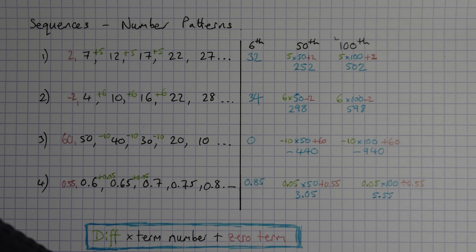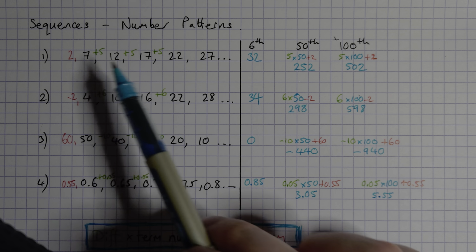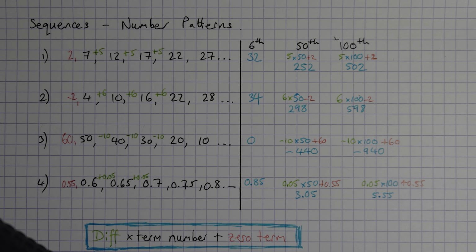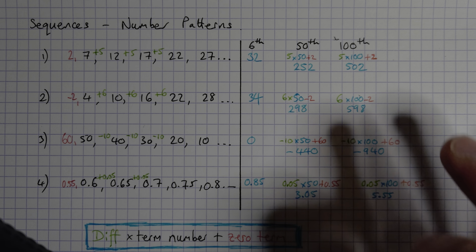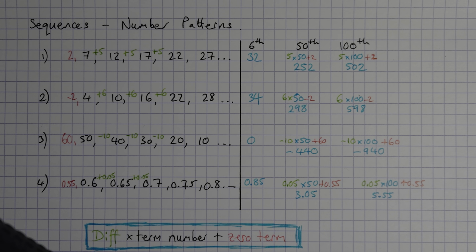So simply put, this rule down here, difference times term number add 0 term, is what we call a position to term rule. It allows us to jump straight to a point in the sequence. For number 1, you could have said, yes, the rule is add 5 each time, and that's true. But add 5 is what we call a term to term rule, whereas times the term by 3 and then add 2, that's our position to term rule. We can get to any point in the sequence we like by using this: the difference times term number add 0 term. Okay, good luck with these.